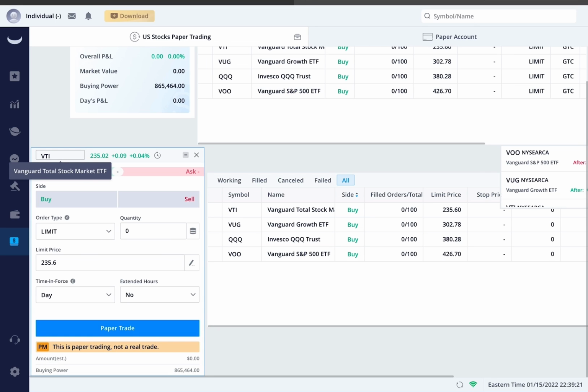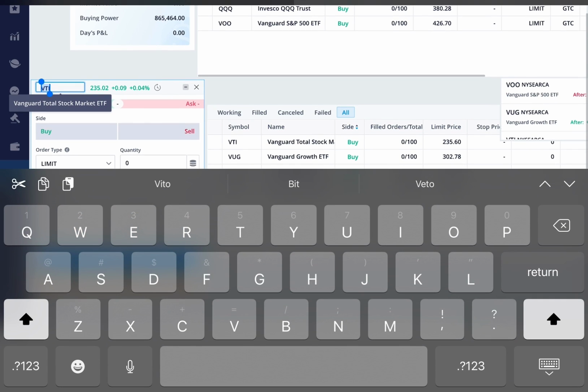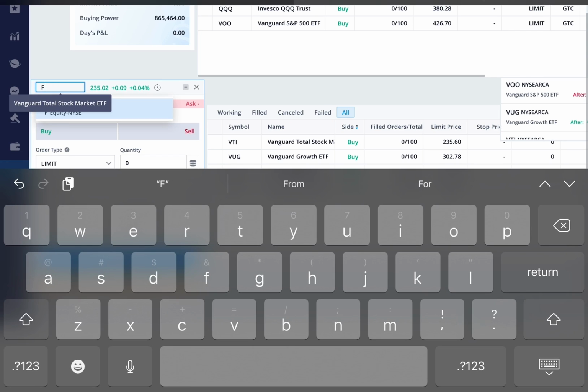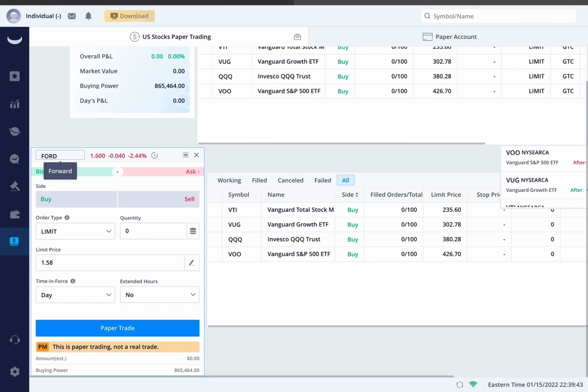The next thing I'm going to buy is a stock. Now, what I've purchased so far have been exchange traded funds, which are funds that have several stocks. This time I'm going to just buy Ford, which the ticker is F, but I'm just going to type in Ford.